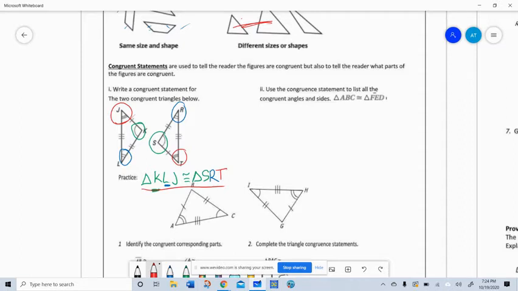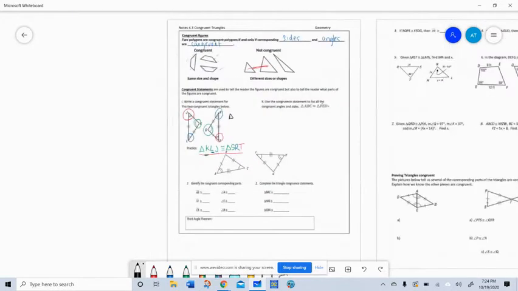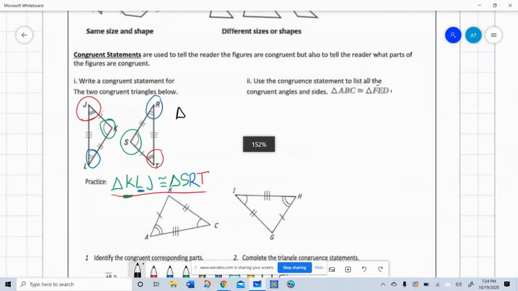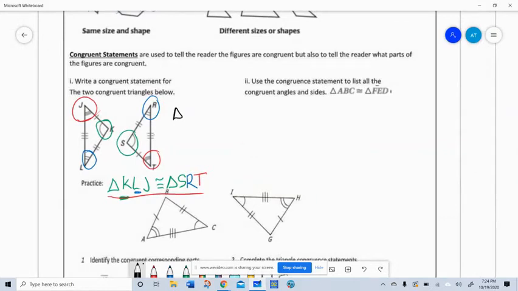If I wanted to, I could write a different congruence statement. I could just put my letters in a different order. So let's say that instead of KLJ, I did, gosh, I keep doing that, I'm sorry. Let's say instead I did JKL. I went alphabetically, okay?